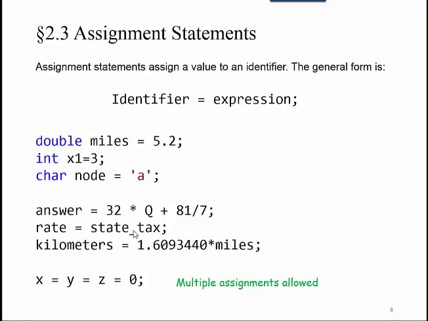Maybe it's 7%. Or another example, similar to your homework problem, kilometers is assigned to this expression, which is both a number times an identifier that's associated with another number. Lastly, you can make multiple assignments of identifiers. So 0 can be assigned to x, which can be assigned to z, which can be assigned to y, which can be assigned to x.